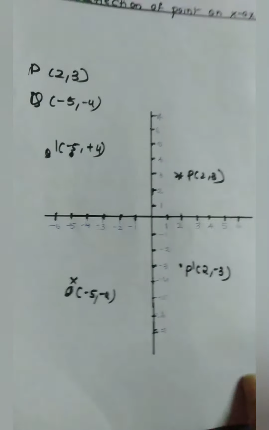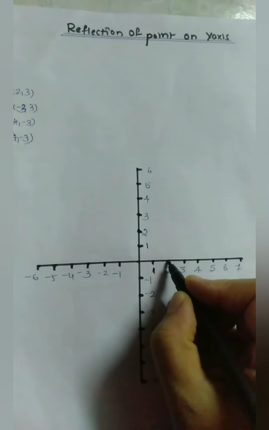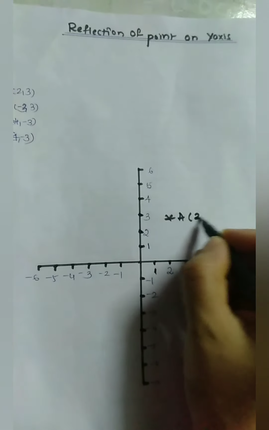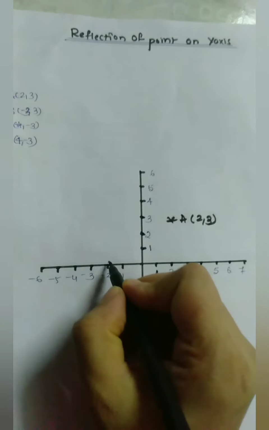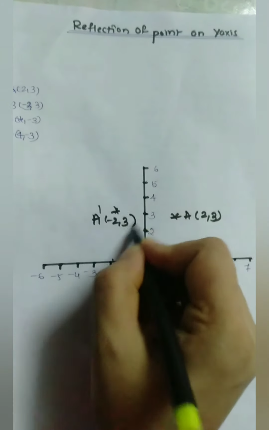Let's go for one more concept, that is called reflection of a point on the y-axis. Let us take an example. A is equal to (2, 3). What is its reflection on the y-axis? It is nothing but (-2, 3). A dash is equal to (-2, 3).